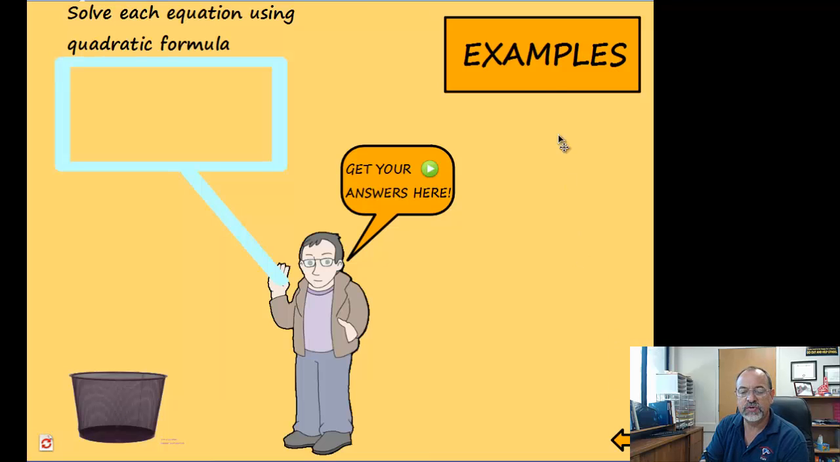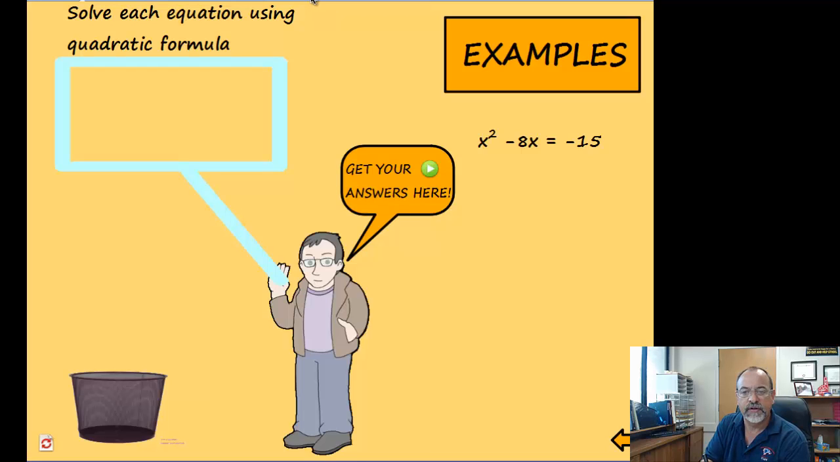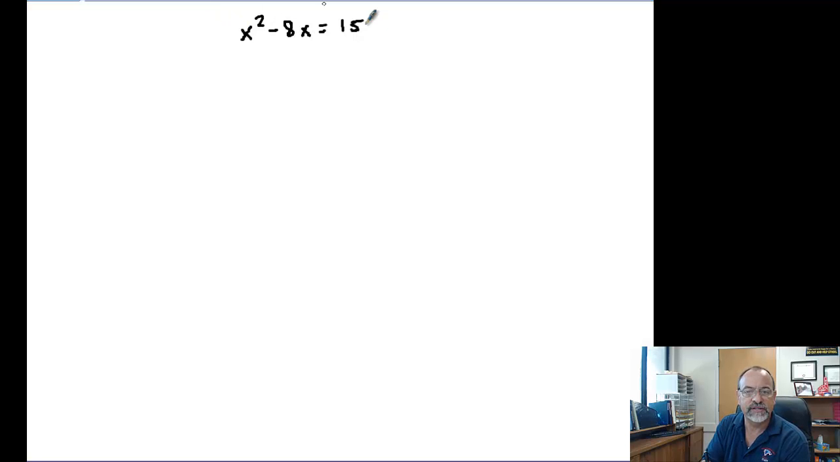So let me go ahead and do one more example here. And I'm going to have to go to a separate page. I'm afraid I won't have room. So I might have to try to memorize this. X squared minus 8x minus 15. X squared minus 8x equals 15. Is that right? No, -15. I didn't think that. Okay, so solve this using the quadratic formula.